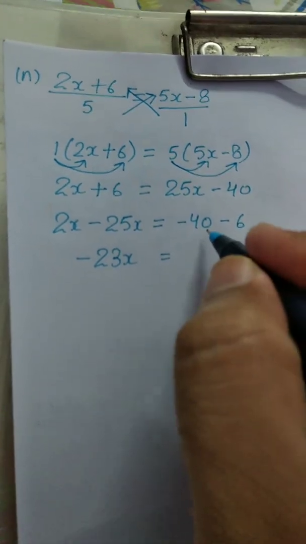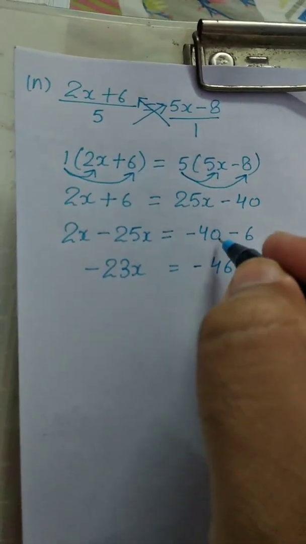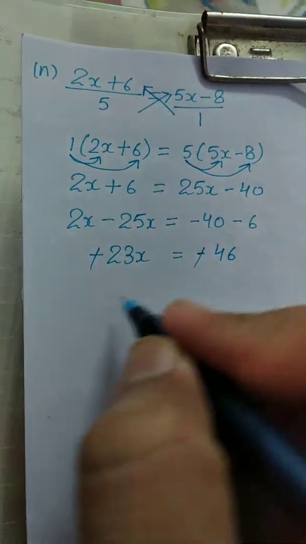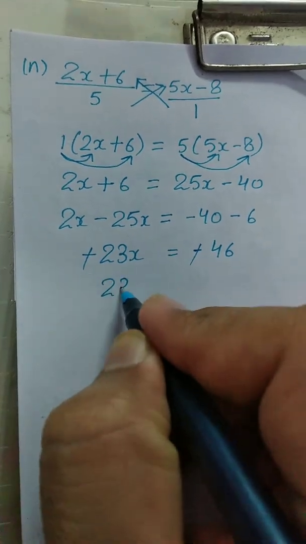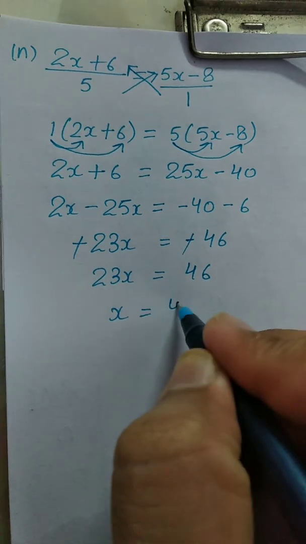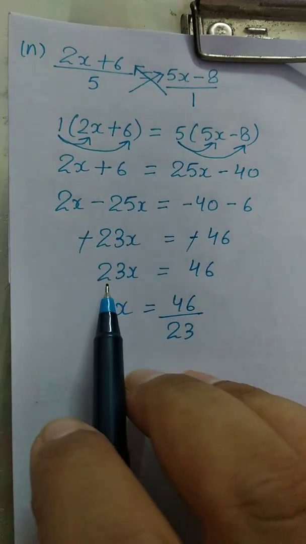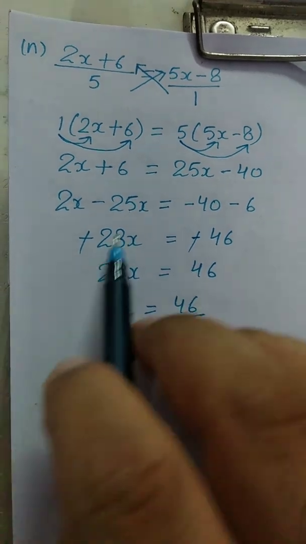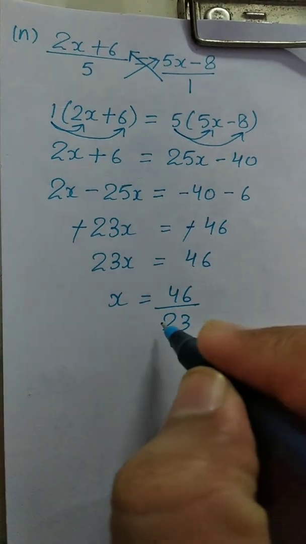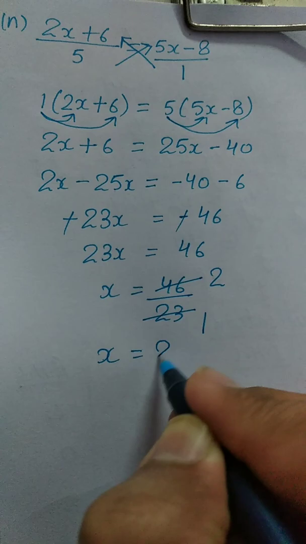Minus 40 minus 6 is minus 46. Put the sign of minus because 40 is greater and 40 is having the minus sign. Right? Cut the minus sign from both the sides. So 23x is equivalent to 46. Now x is equivalent to 46 upon 23. In LHS you are having 23 in multiplication. When I shift it to the RHS, it changes into division. 46 divided by 23. 23 ones are 23, 23 twos are 46. So x is equivalent to 2.